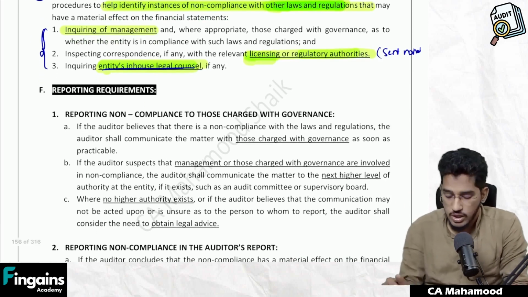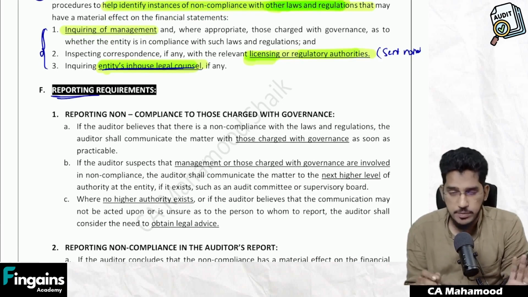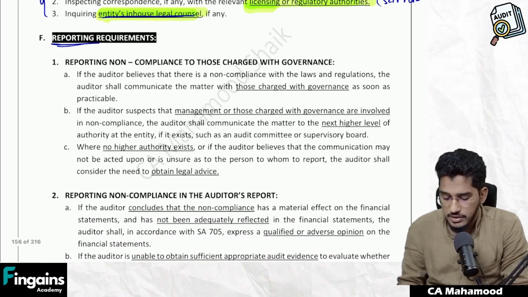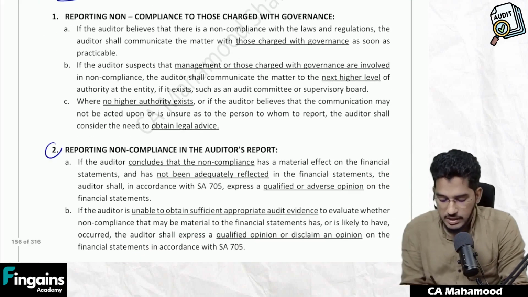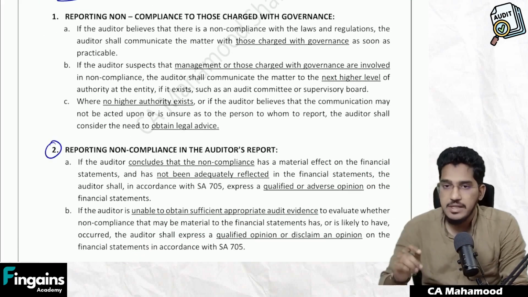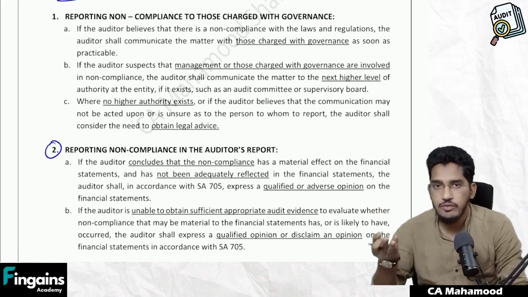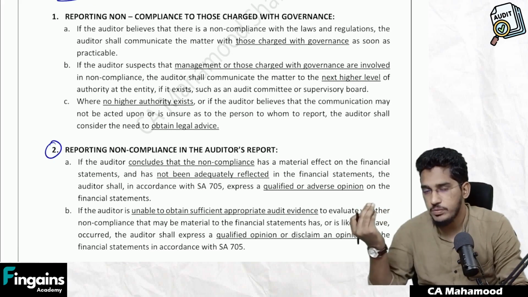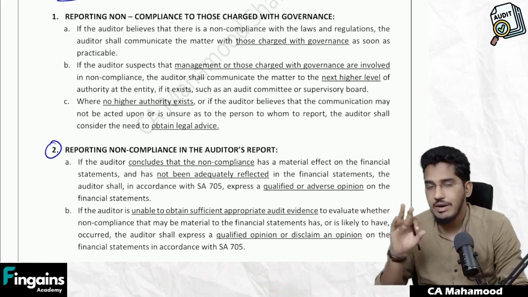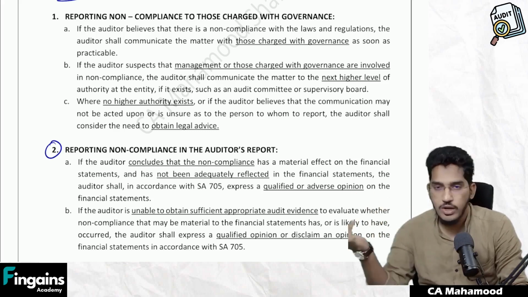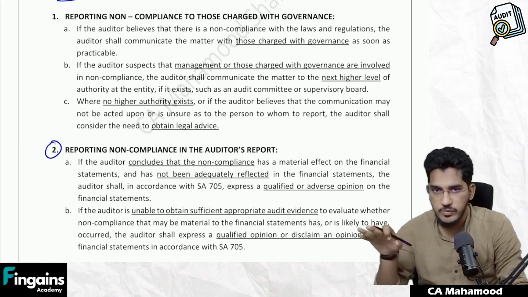Now after you have performed these in-depth audit procedures or specified audit procedures, you will have some observations. Those observations are required to be reported. And if you observe carefully here, there are three reporting requirements. Out of that, second one we are done: reporting non-compliances in the auditor's report. When you have to modify the opinion, when you need not modify the opinion. So in case you came to know about any non-compliances, you have to report it through your auditor's report. One step we are done.